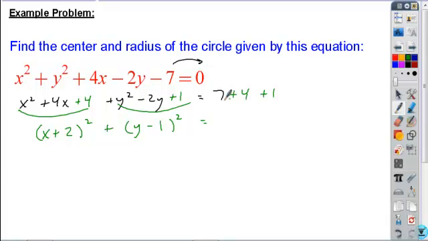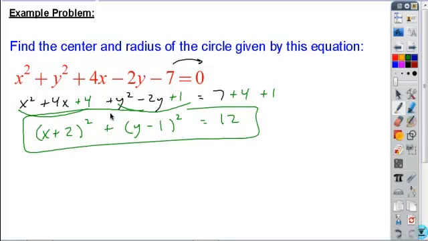Finally, combine our constants. Here we get a total of 12. So here's the equation for our circle, if that happened to be what I was asking. Okay. The last part was to interpret the results here.